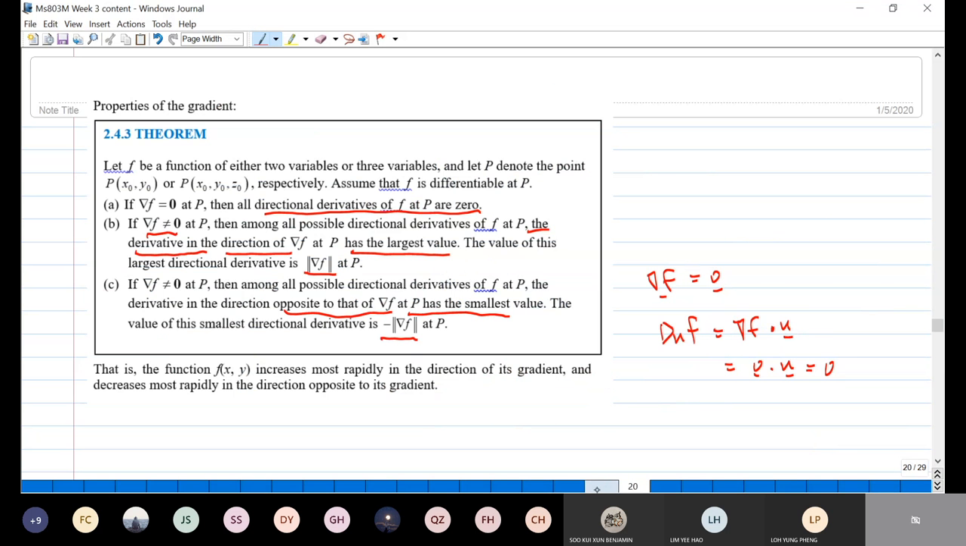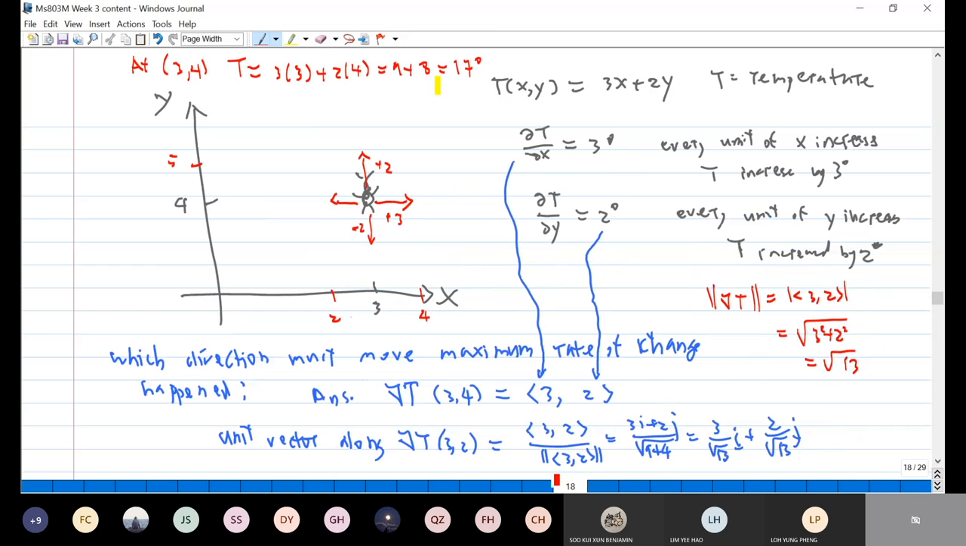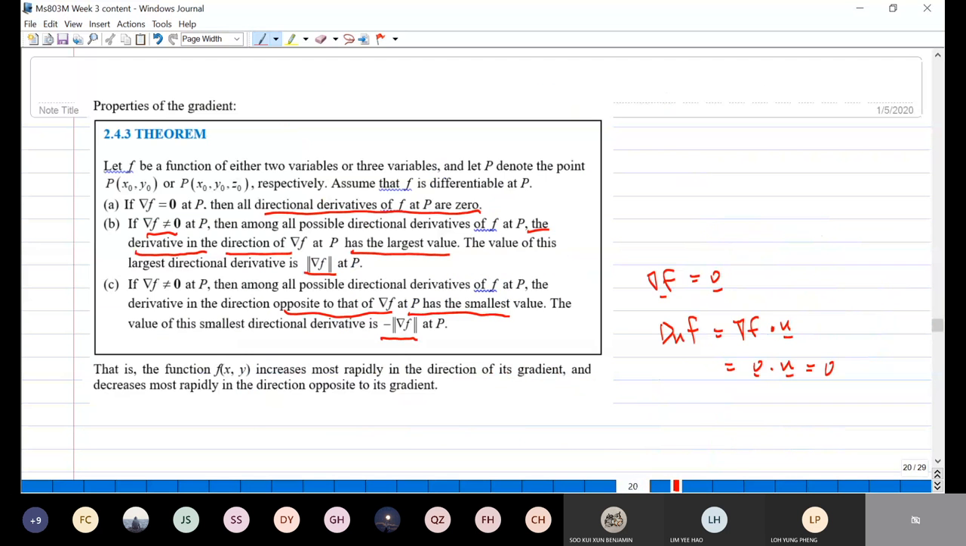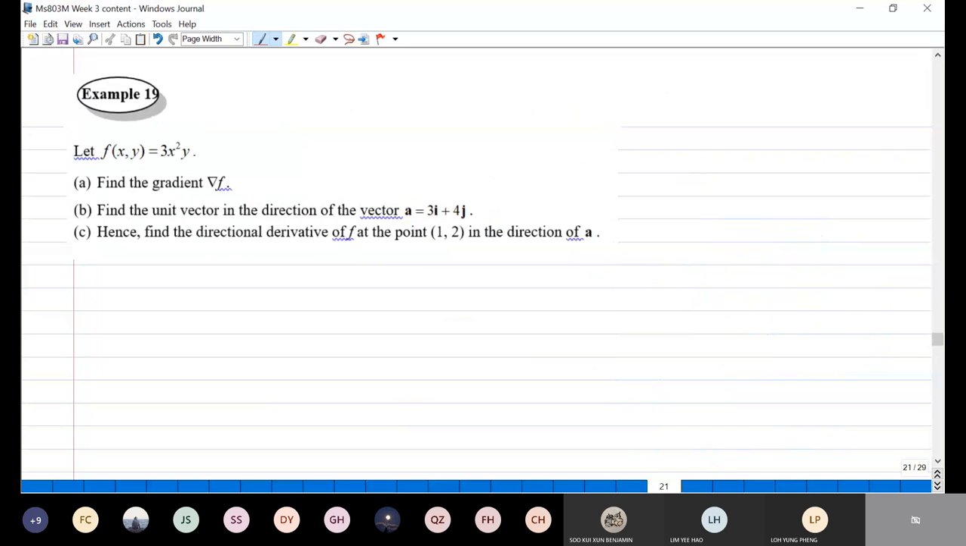So I use this inside problem to bring out all these things together. How do you find the rate of change in the x direction and y direction, and then how do you find the direction where you get the maximum rate of change? And how do you find the rate of change in any direction? Then it is the dot product. So here I can now look at example 19.